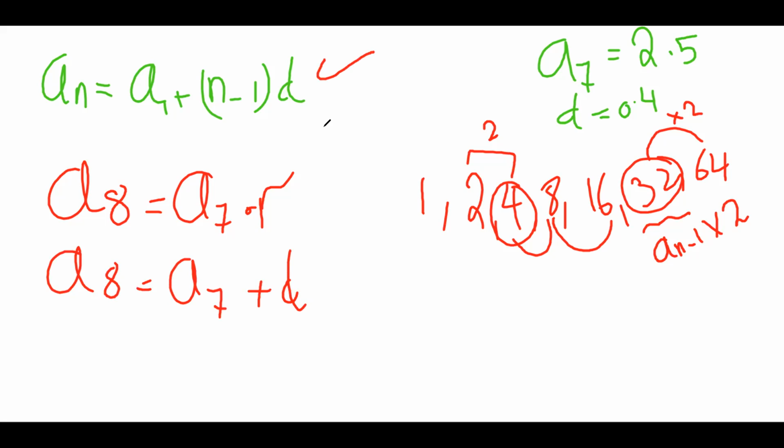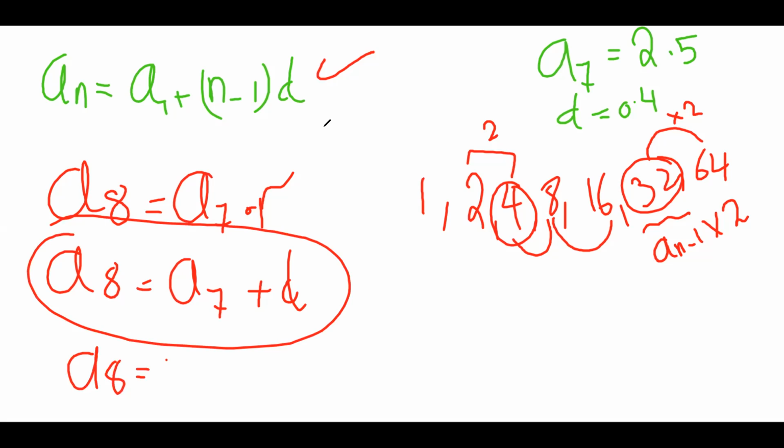This is the recursive, but with the explicit, you say a sub 8 is equal to a sub 7 plus d, the previous one plus d. This is a way. That means a sub 8 is 2.5 plus a common difference d, which is 0.4, so the answer is 0.9. This is a way. You say a sub 8 is the previous term plus d.